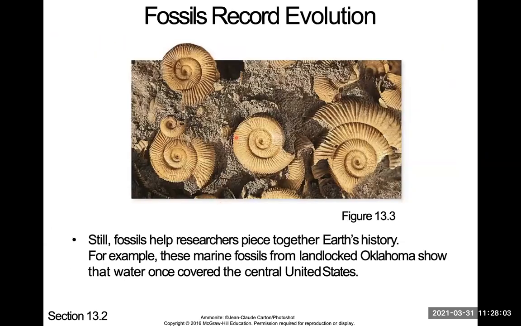Here's another example. These are found in a landmass. I think it's in Oklahoma. Yeah, so Oklahoma showed that there was water once there. So now they are landlocked, but they were covered in water once. So that's another evidence. Fossils can help us piece the history together, maybe what was there before, what was happening during that time.